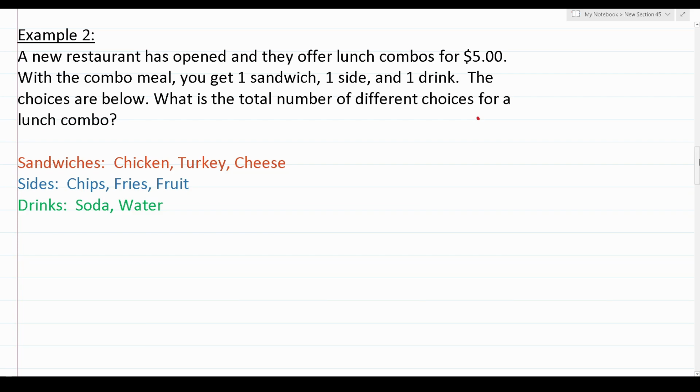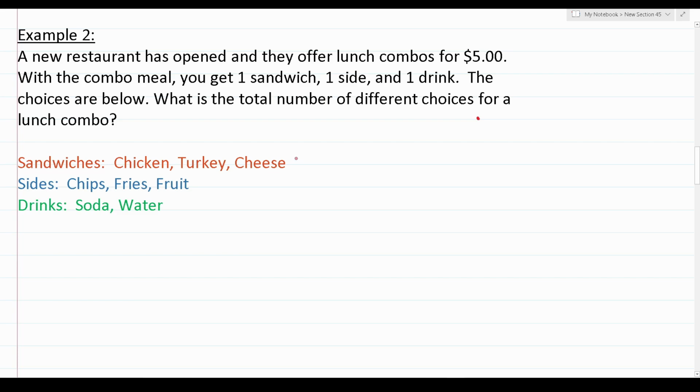Example 2 says a new restaurant has opened and they offer lunch combos for $5. With the combo meal, you get 1 sandwich, 1 side, and 1 drink. The choices are below. What is the total number of different choices for a lunch combo? So let's use a tree diagram to solve this one. And again, I do not recommend that you use a tree diagram on the ASVAB. It's too slow and inefficient. That said, let's go ahead and make ours.